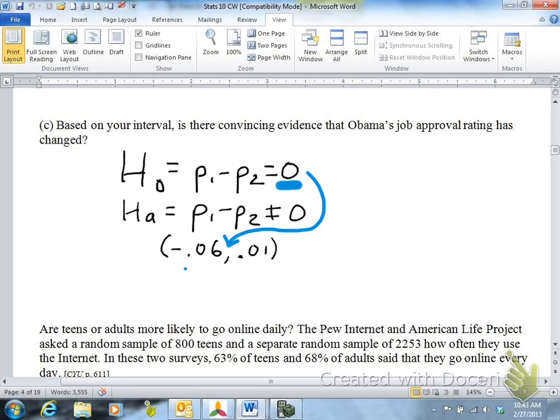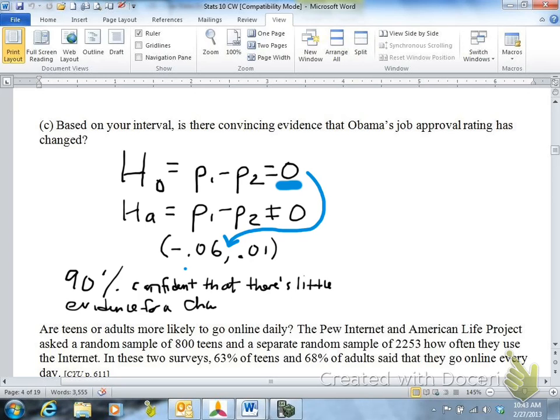So let me write that down. We can be 90% confident that there's little evidence for a change in Obama's rating. Sorry, my writing isn't very nice, but then again, I guess it never is. And the reason is our null hypothesis has been captured by the interval.